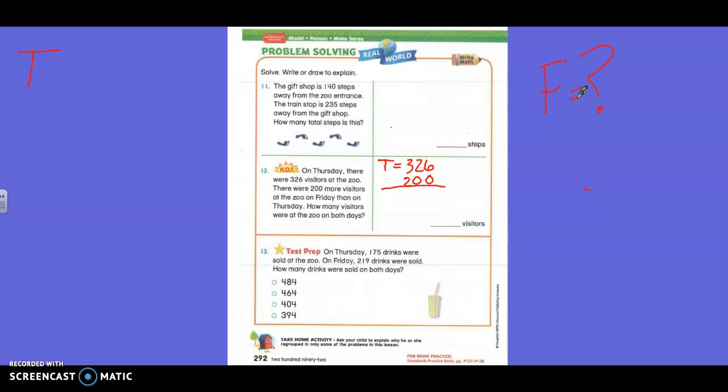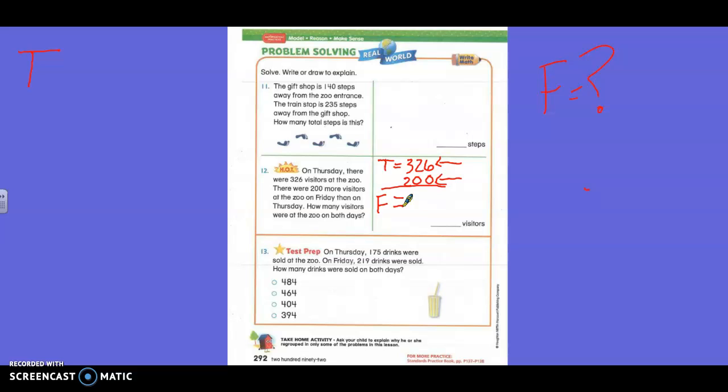So on Thursday there was this many. On Friday there was this many more than that. So let's figure out what Friday equals. Okay? It's a two-step problem. It is a two-step problem. You're exactly right. And you have to add the Thursday when we figure out what Friday is.